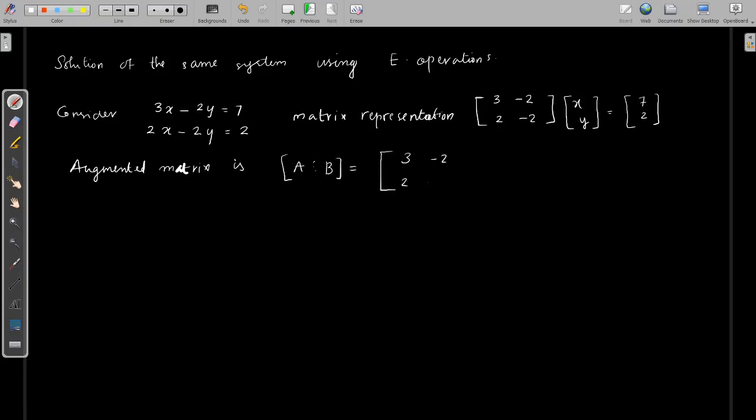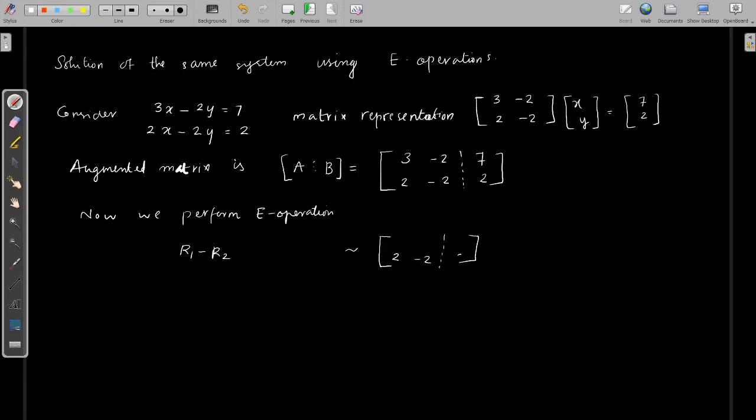Okay? So for that we first write the augmented matrix. We need to verify the consistency of the system of linear equations. The augmented matrix AB is equal to [3, minus 2, 7; 2, minus 2, 2]. This is the augmented matrix. We will reduce this augmented matrix to its simplest form. Then we can easily find the rank of this matrix. So once you find the rank of AB and the rank of A, we can say whether this system is consistent or not.